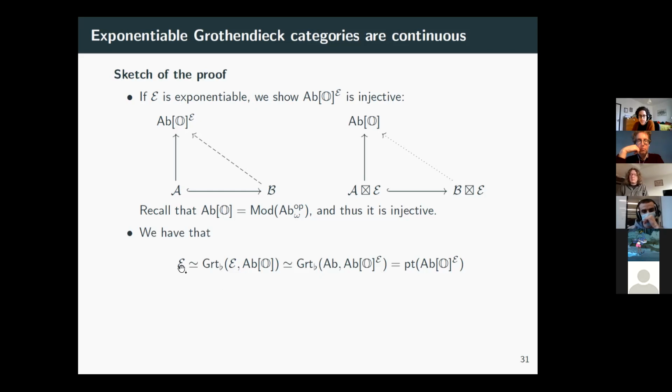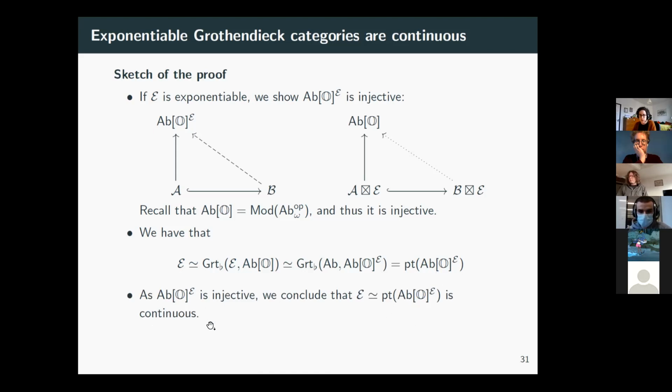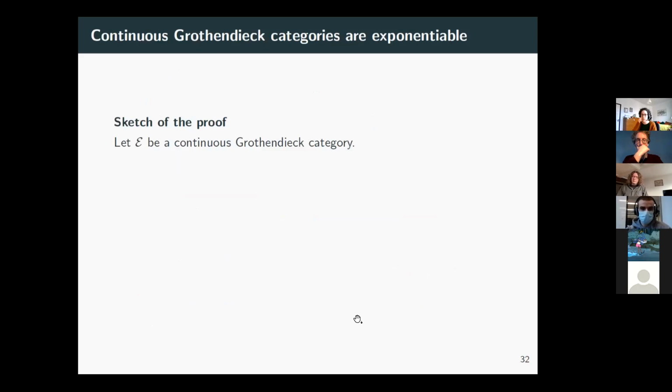Now, we have that E with the object classifier is just the flat morphisms from E to the object classifier. Now, we use that E is just E tensor Ab, and we use the exponentiability of E to pass it to the other side. So we have abelian groups and this exponential. But this is nothing but the points of this guy. And we have proven this guy is injective. And the points of an injective, in particular the points of a quasi-injective, since injectives are quasi-injectives, are continuous, because we had this equivalence between continuous and quasi-injective via the points. So this guy is injective, applying points, you obtain a continuous guy. So E is continuous.